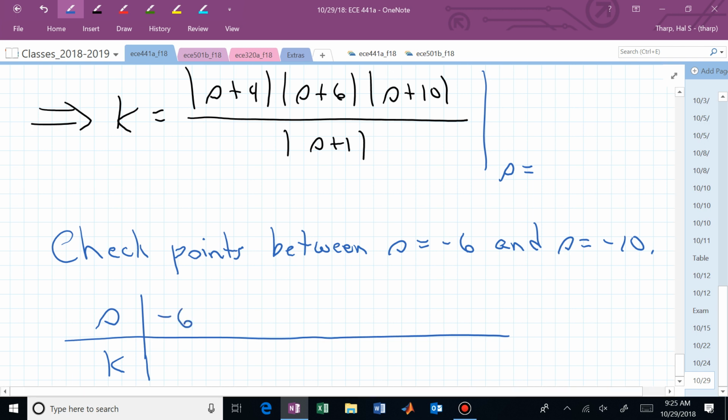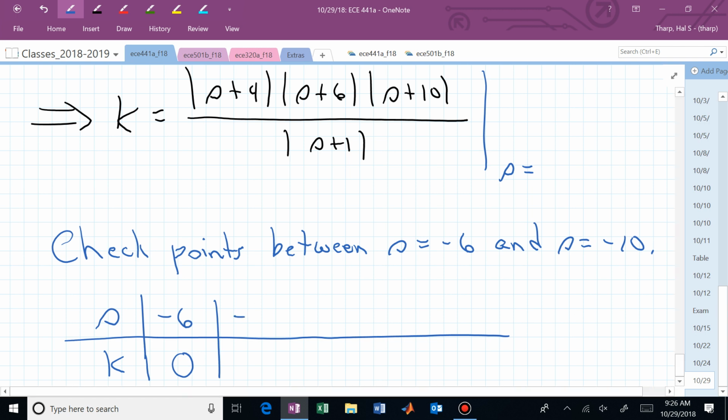If I evaluate that expression at -6, what's k going to be? If I plug in -6 for s in that k expression, what pops out? 0, because that was actually a pole. The gain is 0 at the open loop poles. Likewise for -10. So on those two endpoints of my interval, I'm starting at k equals 0, and I'm hoping to find the relative maximum between those two 0 values.